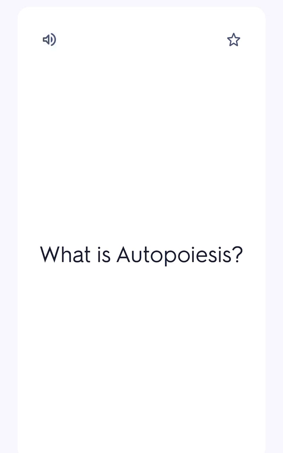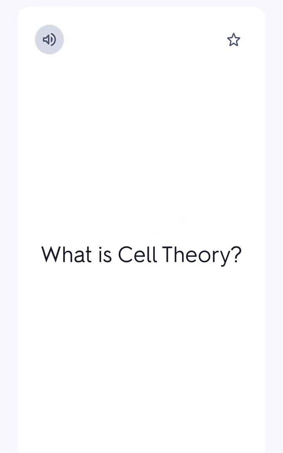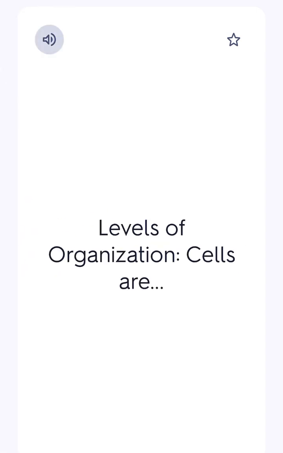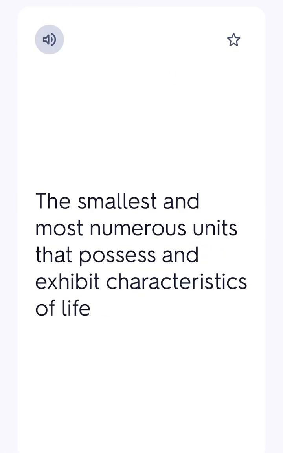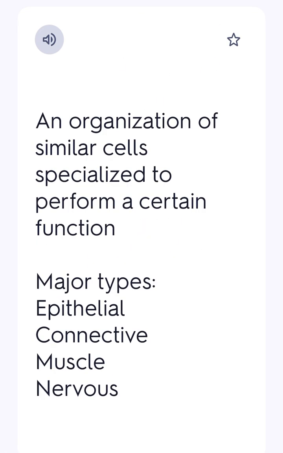What is autopoiesis? Living organisms are self-organized and self-maintaining. What is cell theory? If it is made of one or more cells, it is alive. Levels of organization. Cells are the smallest and most numerous units that possess and exhibit characteristics of life. Tissues are an organization of similar cells specialized to perform a certain function. Major types: epithelial, connective, muscle, nervous.